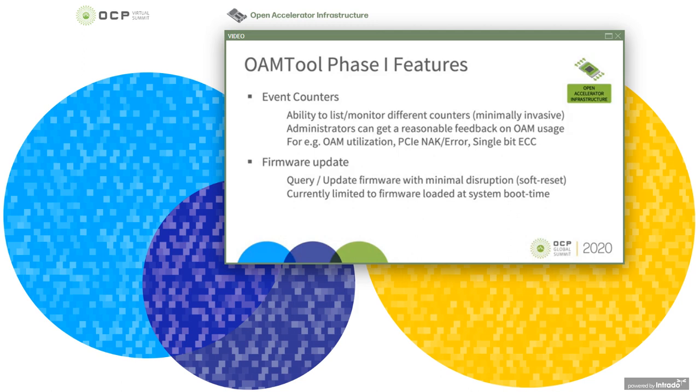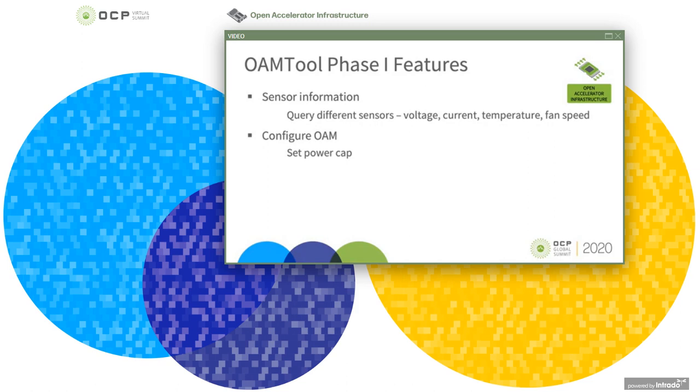The tool offers the capability to monitor different kinds of telemetry information. Apart from sensor information like voltage, current, and temperature, other information like memory usage, memory bandwidth, clock speed, etc. are also available. Last but not least, the tool also provides an option to configure OAM.